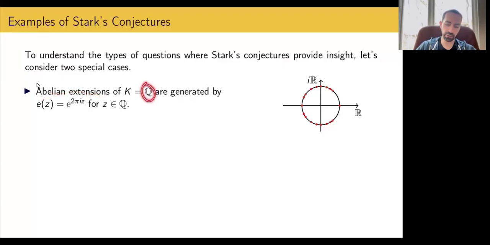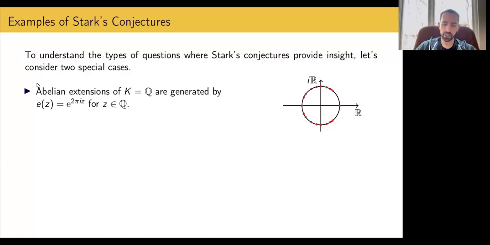So if I start with a field, and I add some root of some polynomial, I can ask about the symmetries of that. That's the Galois group. And I can ask whether or not those symmetries are abelian. So that's extending a field and then asking if those extensions are abelian, if the symmetries are abelian.